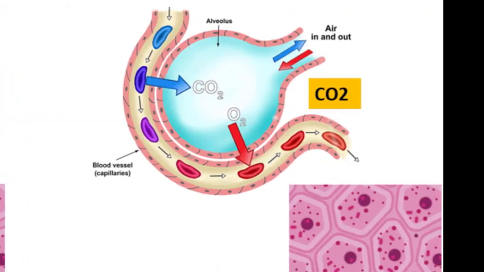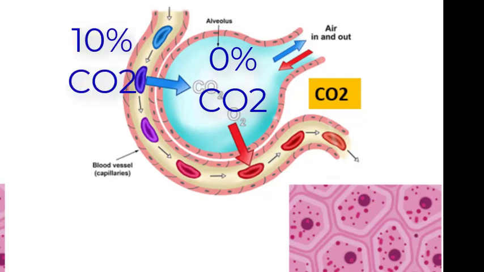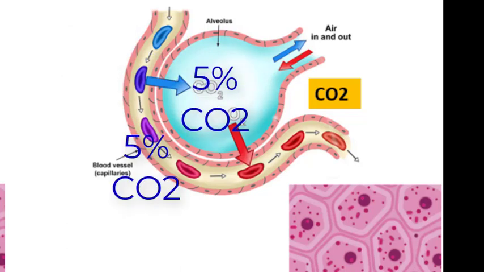Let's look at CO2 now. When we breathe, CO2 in the air is virtually 0. Let's say the blood has 10% carbon dioxide, so concentrations balance, and it would be 5% and 5%. Again, these are made-up numbers just to get the idea.